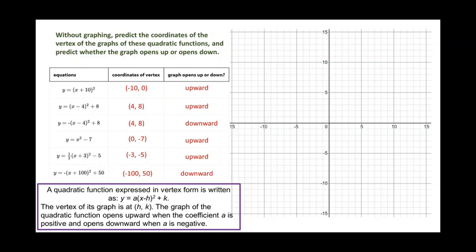As I read this out loud, a quadratic function expressed in vertex form is written as y equals a times (x minus h) squared plus k. The vertex of its graph is at h comma k. The graph of the quadratic function opens upward when the coefficient a is positive and opens downward when a is negative.